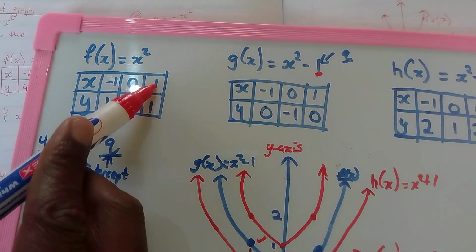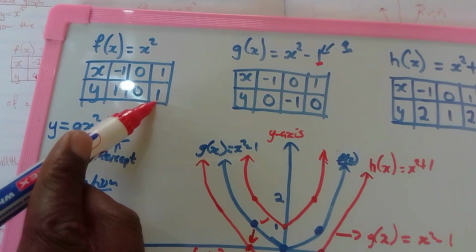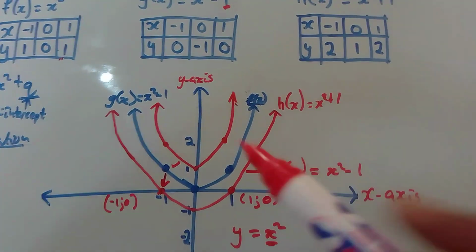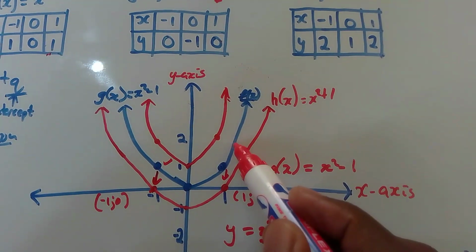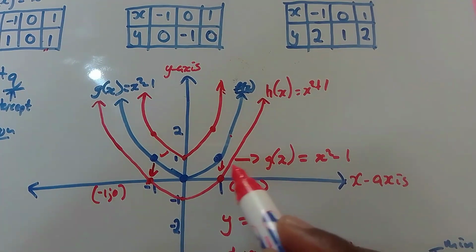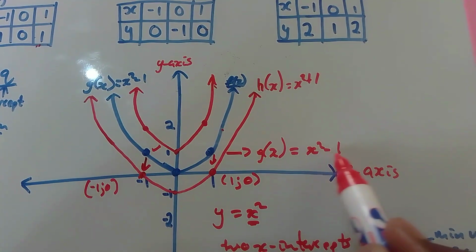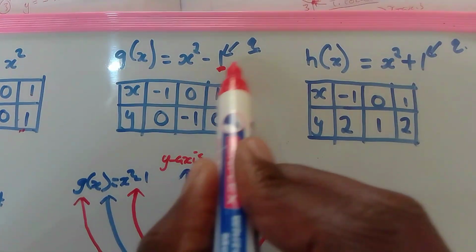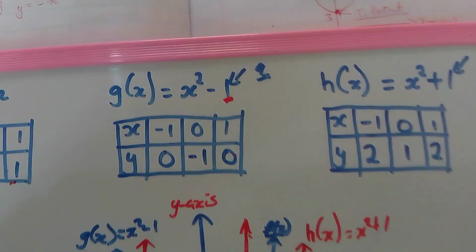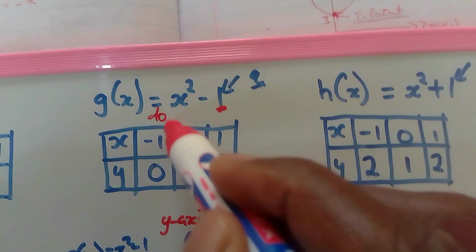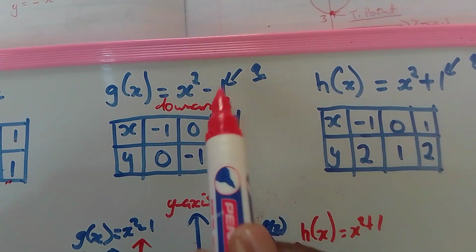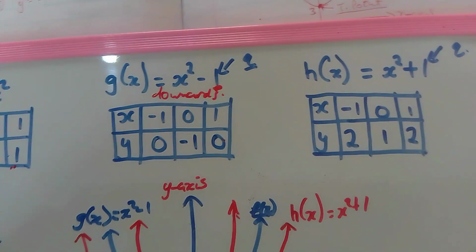If you observe, when x was +1 here, what did we have? +1 as well, our y value. And if we come here, at x is +1, our y is 0, meaning to say that we went 1 unit downwards from this parent graph to our graph of what? X squared minus 1. G of x is equal to x squared minus 1. We've gone 1 unit downwards, right? So the effect of a negative, it tells us that the graph will go what? Downwards. When you have a negative number, your graph will be translated downwards. That is the effect of a negative number for the value of q.